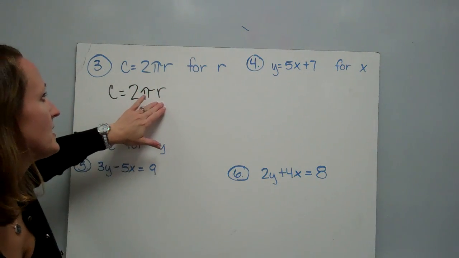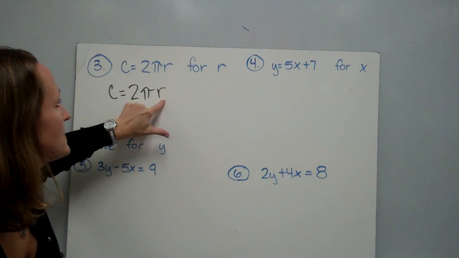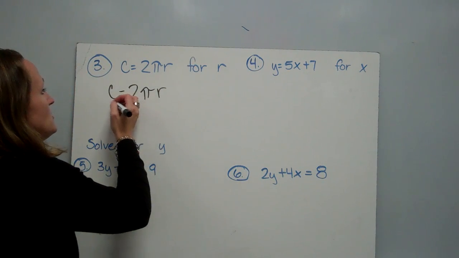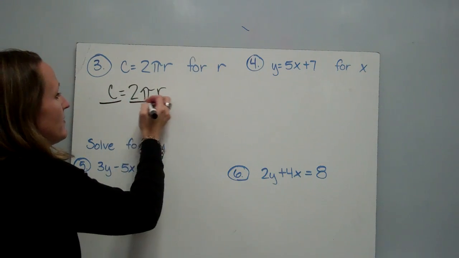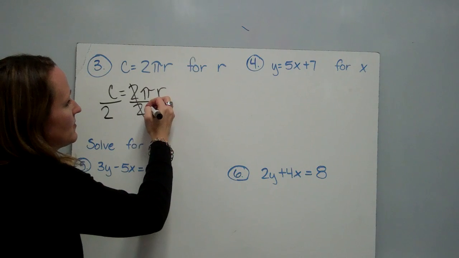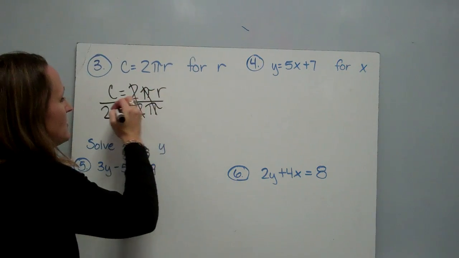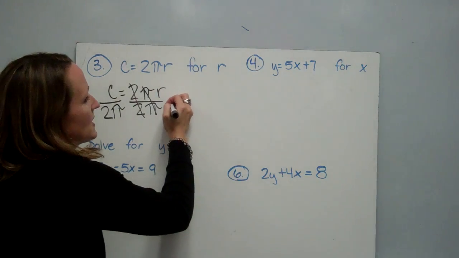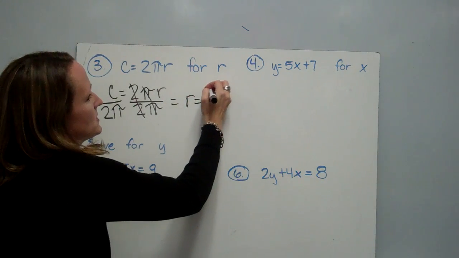We've got to get everything away from r. Everything is multiplied. To undo multiplication, you simply divide. So, I'm going to divide everything by 2. Those will cancel. Now I'm going to come back and divide everything by pi. Those will cancel. And I'm left with r.